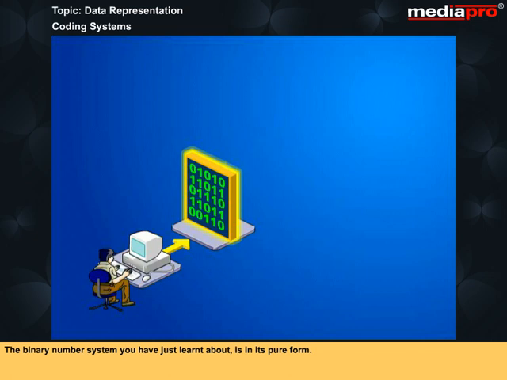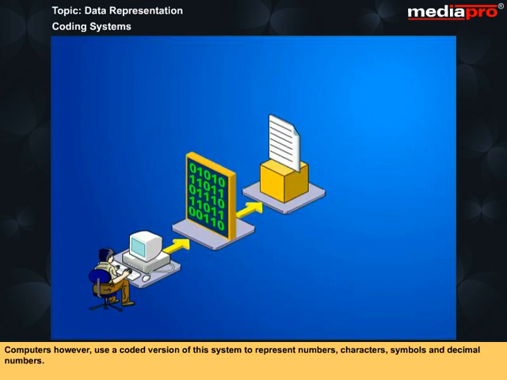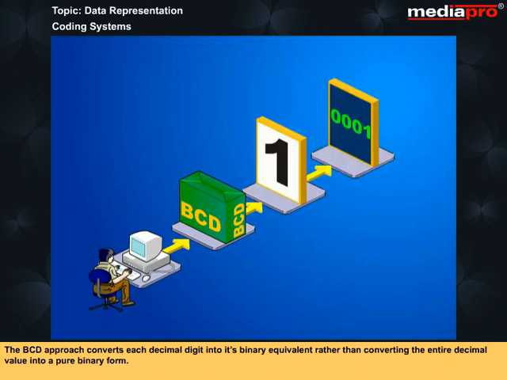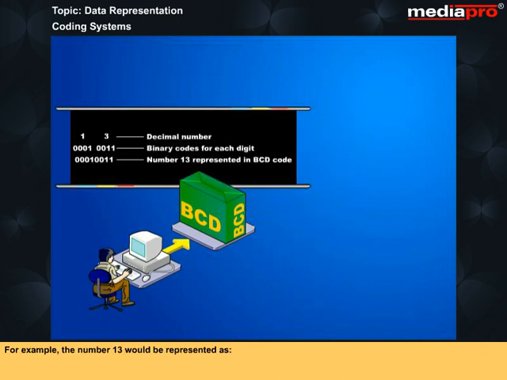The binary number system you've just learnt about is in its pure form. Computers, however, use a coded version of this system to represent numbers, characters, symbols, and decimal numbers. Although many coding systems have been developed in the last few years, the most popular of them is the binary coded decimal, or BCD. The BCD approach converts each decimal digit into its binary equivalent rather than converting the entire decimal value into a pure binary form. For example, the number 13 would be represented as shown.